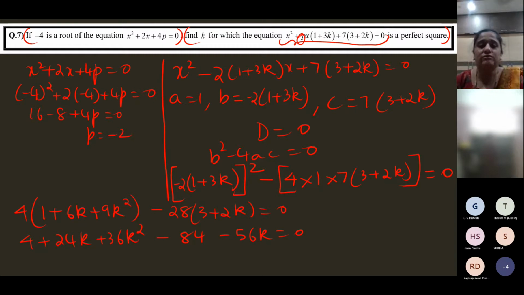Shubha, Pranav and Meera, are you following? Yes, ma'am. k is equal to 2, k is equal to minus 10 by 9. Minus 10 by 9. Is it Shubha? Yes, ma'am. Very good. k is equal to 2, k is equal to minus 10 by 9. Shubha, is it possible for you to take a picture of your answer and put it on WhatsApp to me now? Yes, ma'am. Yeah, do it. And that's right. k is equal to 2 or minus 10 by 9 is the correct answer.